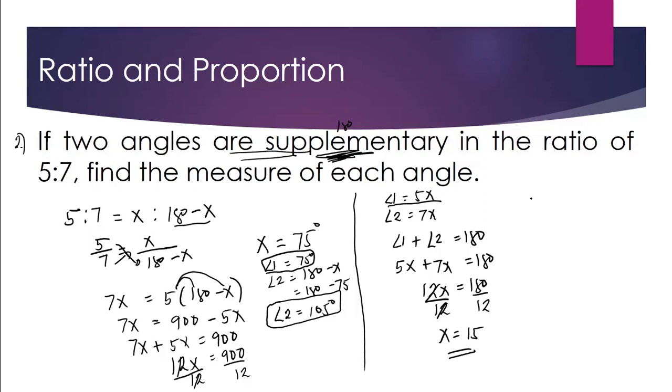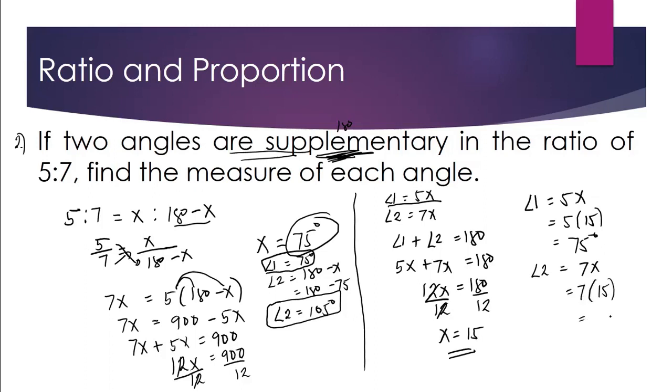And as we have written here, angle 1 is equal to 5x. Then substituting the value of x, which is 15, we have 15 times 5, it is 75 degrees. Just like what we have here, 75 degrees. And of course, angle 2 is 7x. So you have 7 multiplied by the value of x, 15. 7 times 15 is equal to 105. So, angle 2 is 105.